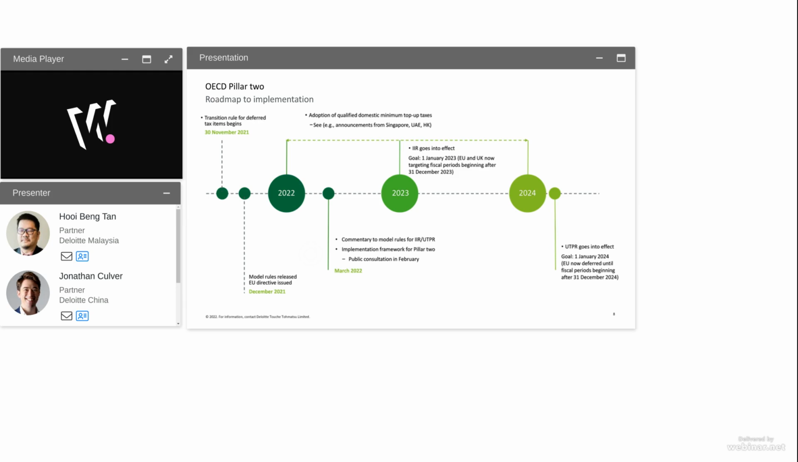A couple of things to note on this timeline, Hui Beng, is that even though it's widely welcomed, of course, that there has been a delay or a potential deferral by a year of the income inclusion rule, because it does give companies more time to start thinking about implementation. The OECD model rules did contain a transitional rule for deferred tax items and asset transfers that really could be already applicable. So there is a start date to keep in mind of 30th of November 2021 in which those rules were triggered. So that actually extends the period in which companies are going to have to consider those transitional rules if, of course, those rules are transposed into local legislation.